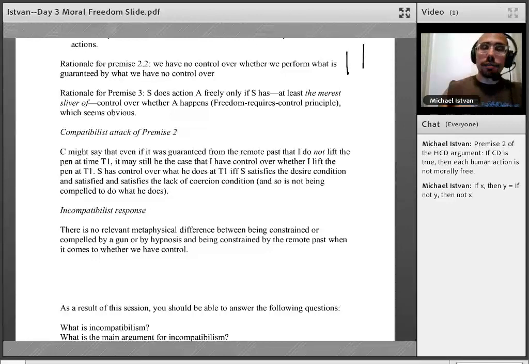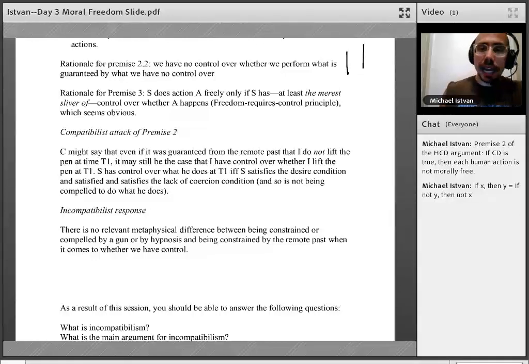You can make it not lift or lift, right? I can put it the other way. Even if it was guaranteed from the remote past, over which I have absolutely no control, that I do lift the pen at time 1, it might still be the case that I have control over whether I do so or not. That's the idea.